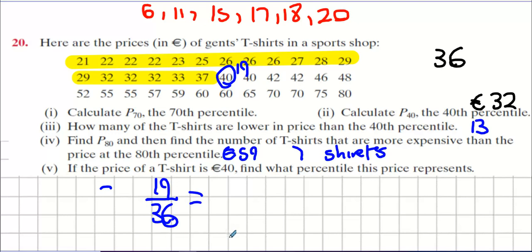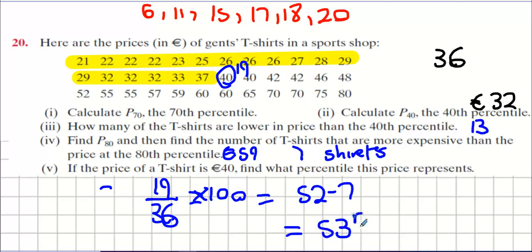What do we get? It says 53rd to 56th percentile. So what's 19 over 36 multiplied by 100, lads? 52.7, which is 53rd. But then again, how many 40s do we have? We have two 40s, don't we? So you could also be the 20th out of the 36. What would that give you? What's 20 out of 36 multiplied by 100? 55.5, which is 56th, yeah?